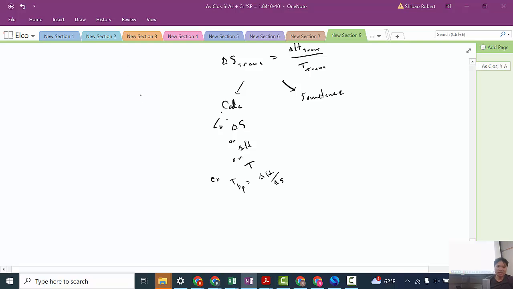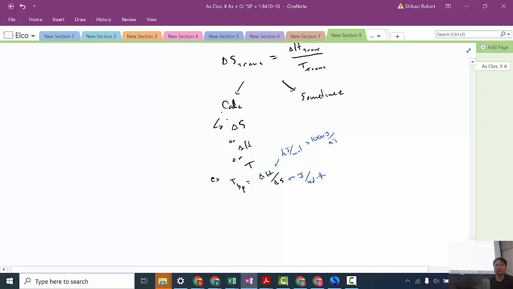What I mean by that is delta H is typically in units of kilojoules per mole, and delta S is typically in units of joules per mole Kelvin. The per mole cancels, but the kilojoules and joules don't cancel. So we have to multiply this by a conversion factor, 1,000 joules per kilojoule.